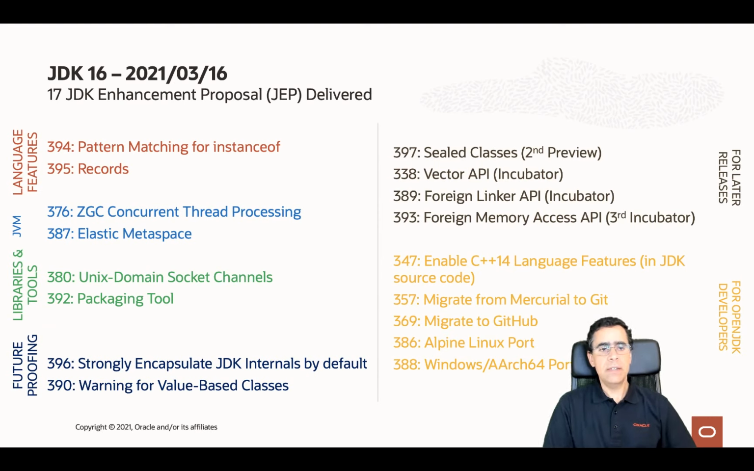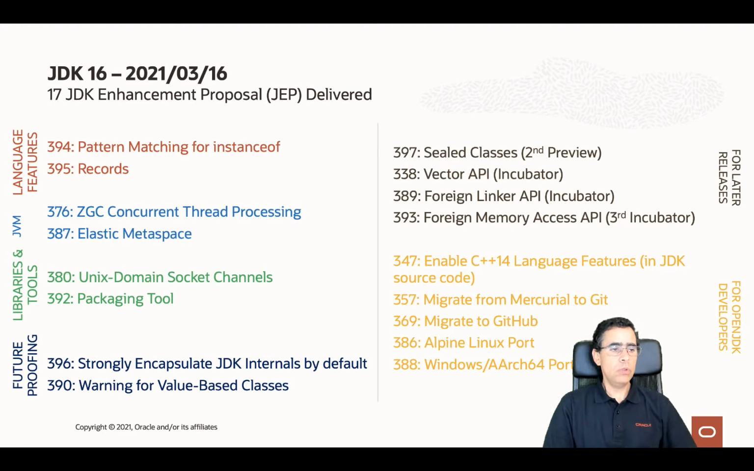JDK 16 delivers 17 JEPs, which stand for JDK Enhancement Proposals, the unit of work that we use to specify the largest changes to the platform. I've grouped them into 6 categories. We have 2 changes to the Java language, 2 improvements on memory management for the Java virtual machine. There is 1 new API and 1 new tool included.